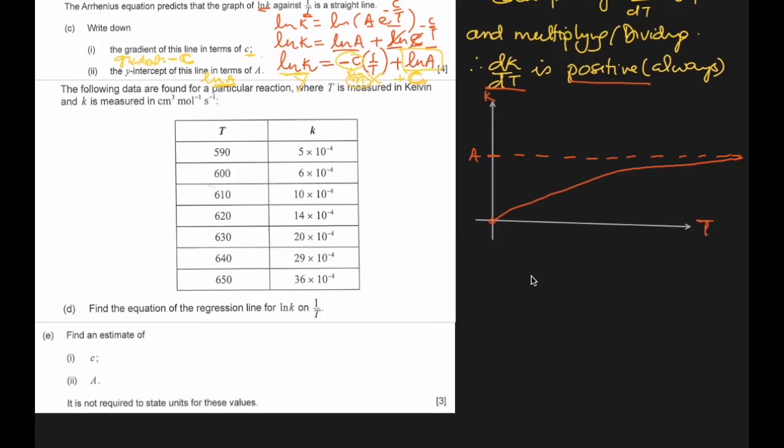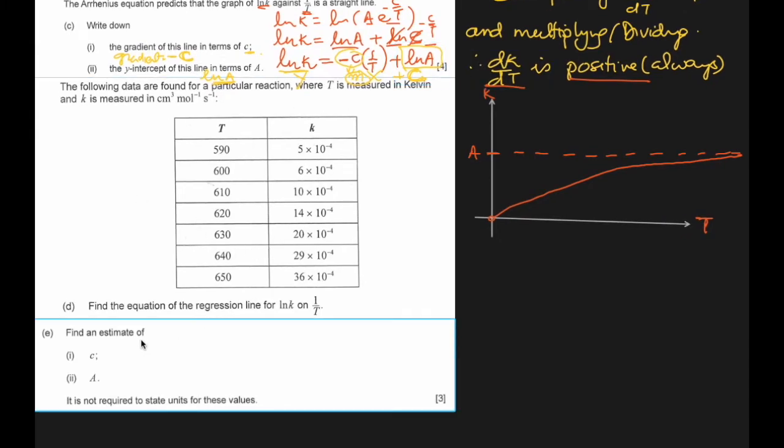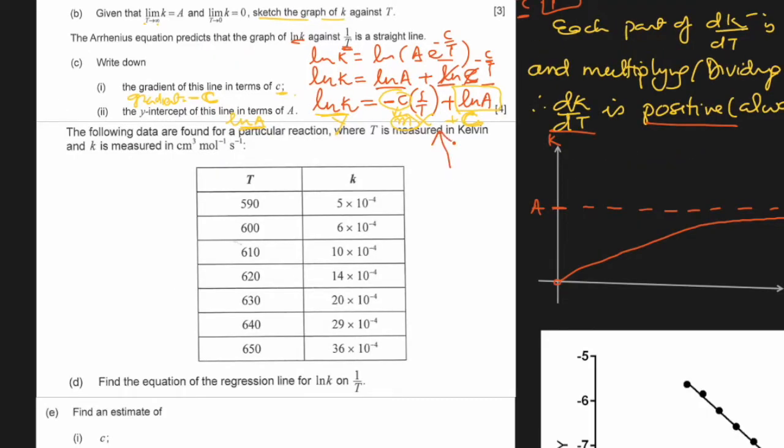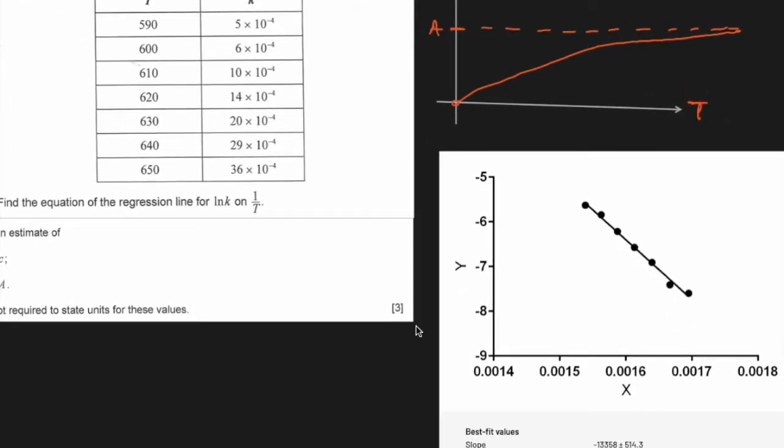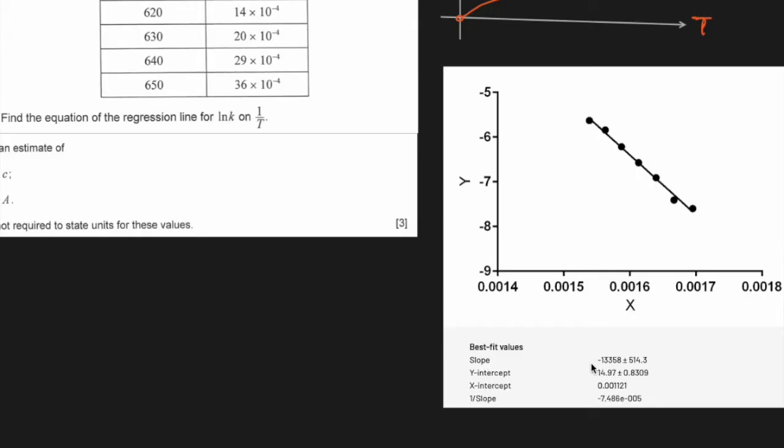are found on a particular reaction. So he took this table. Find the equation of regression line for ln k on 1 over t. That means ln k in terms of 1 over t. That's what they're saying. We have already this equation here, ln k equal to minus c 1 over t plus ln a. And when I entered this data with this being 1 over 590, 1 over 60, in this equation, I got this by online regression of the equation, and this is what I got. The slope is minus 13358 plus minus 514.